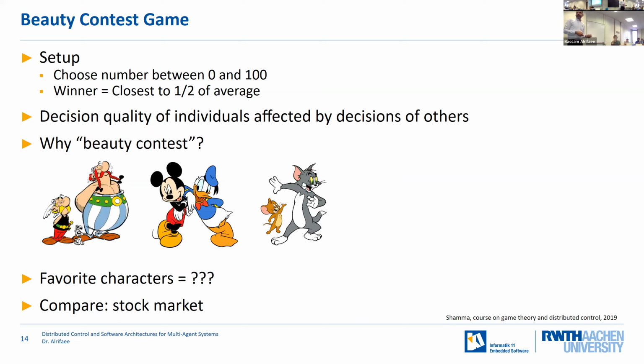Where does the name beauty contest game come from? Back in the days, there were some games in newsletters, and they were telling people, here are some figures, choose your favorite character. Choose the favorite character by the majority, not your favorite character, and you're going to win if you belong to the majority. So you have to predict what the majority is going to choose. And you can compare the same thing also with the stock market. So the message of this is the decision of a system affects the decisions of the other systems.